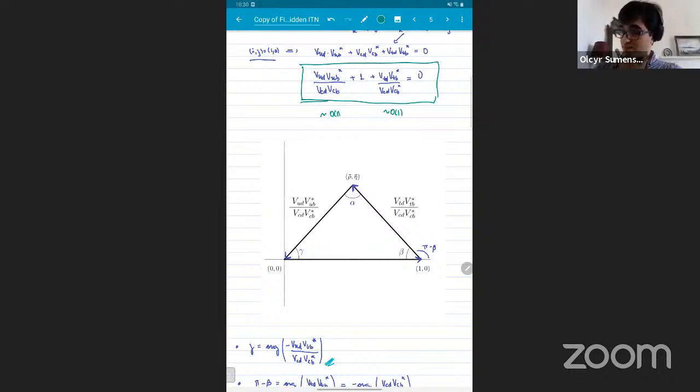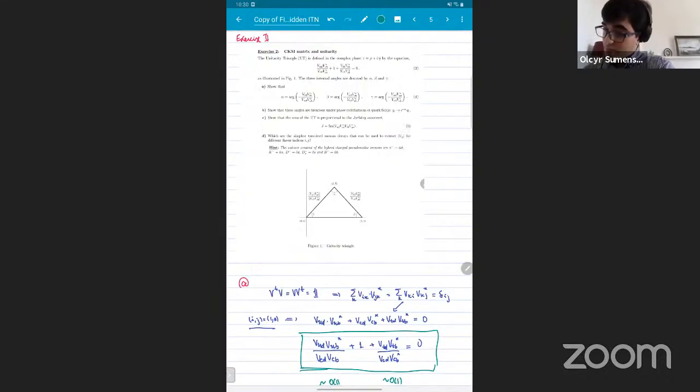So these are vectors in the complex plane. So what you can do is, the middle term here is just a vector that goes from 0 to 1. And then you can add the second one that goes somewhere in the complex plane. And then the third one that closes back to 0. And these are the famous alpha, beta, and gamma angles of the CKM matrix. Okay.